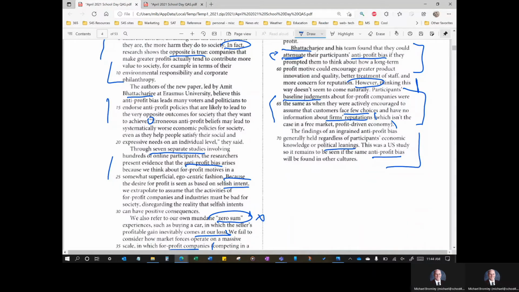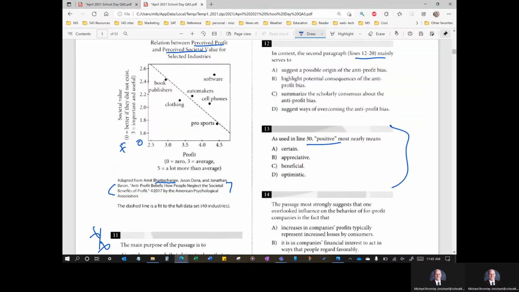Oh, wait. I already read this kind of. Let's go ahead and just get this one done. The authors of the new paper believe this anti-profit bias, which they explained up here, pay attention to determiners and pronouns. Which one? This one. The one that people have endorsing for their legally the very opposite outcome. Erroneous profit belief systematically worsened economic policy for society, even as they help people satisfy their social and expressive needs in individual life. So people are against what's good for them. That's what it's saying.